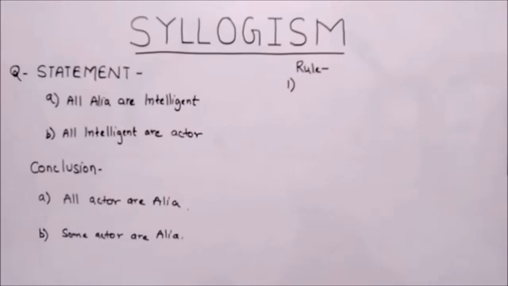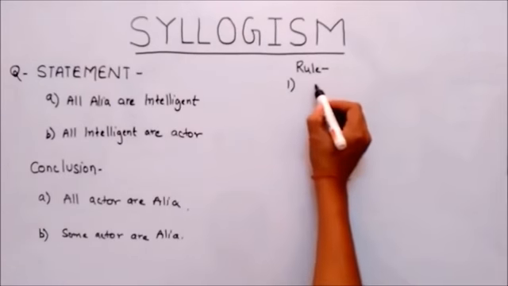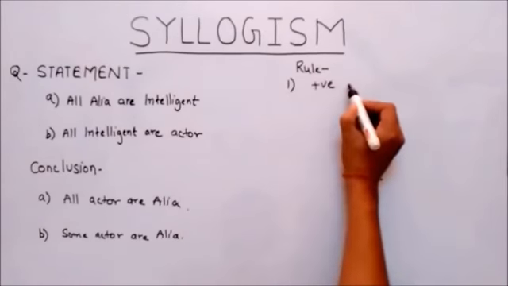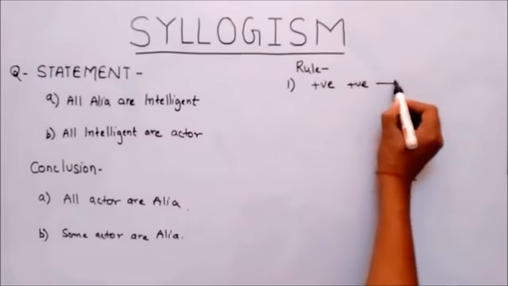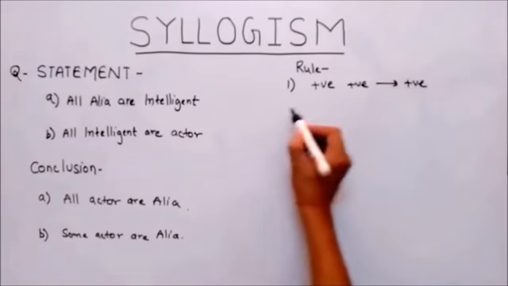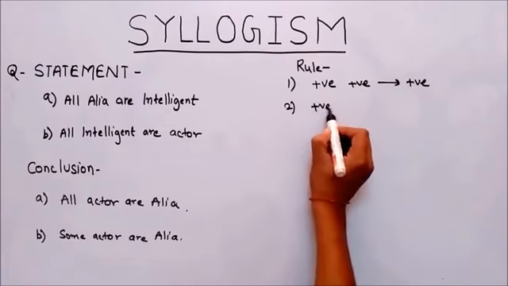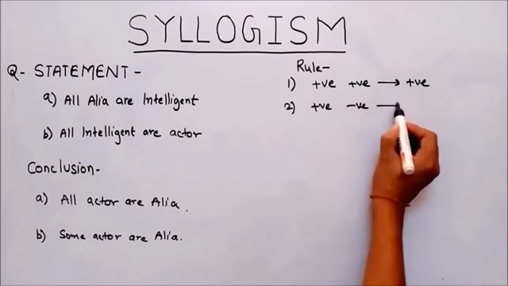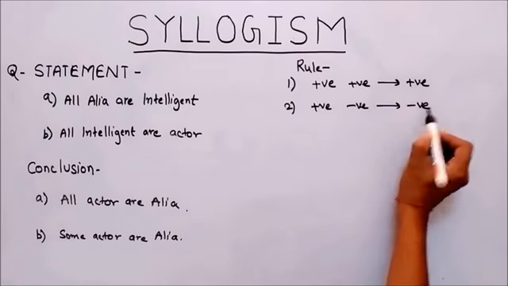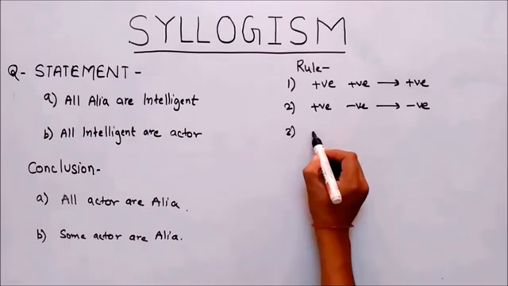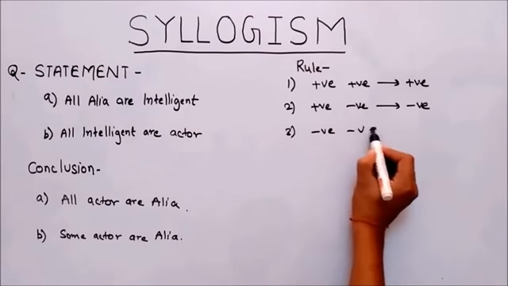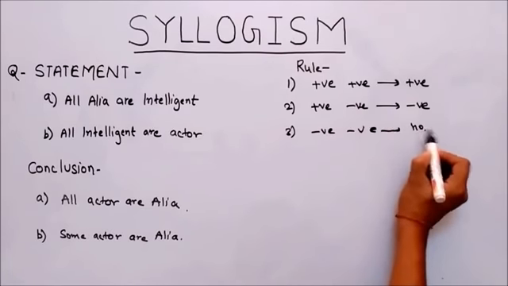For solving syllogism questions without using a Venn diagram, we have certain rules. The first rule is that we have to check the nature of the statements. If the first statement is positive and the other statement is also positive, the conclusion is also positive. If the first statement is positive and the second statement is negative, then the conclusion is negative. Third, if both statements are negative, then there is no conclusion.